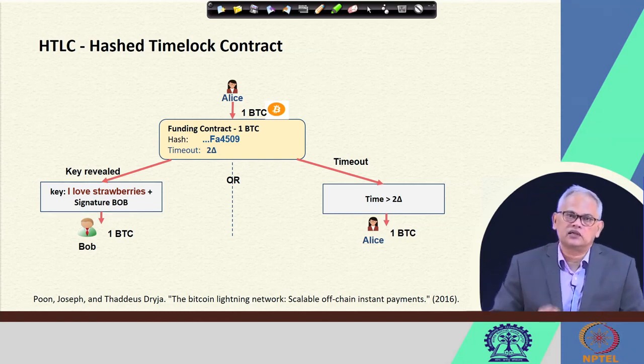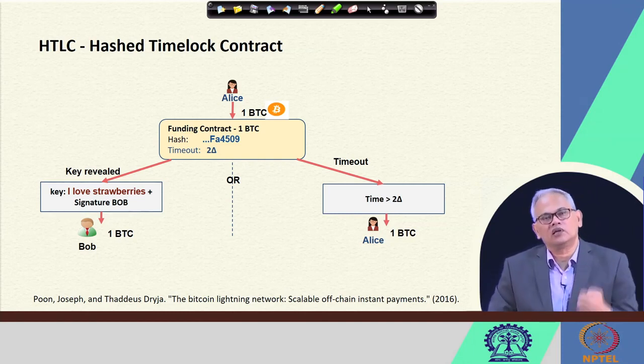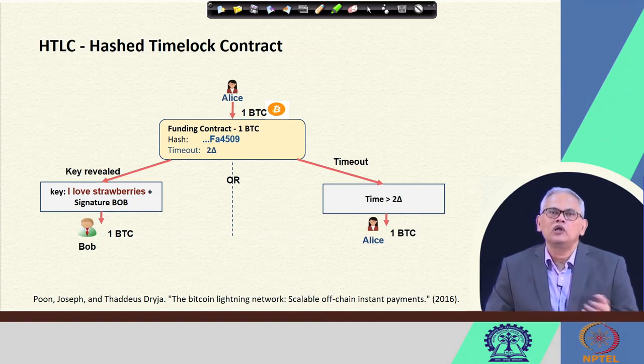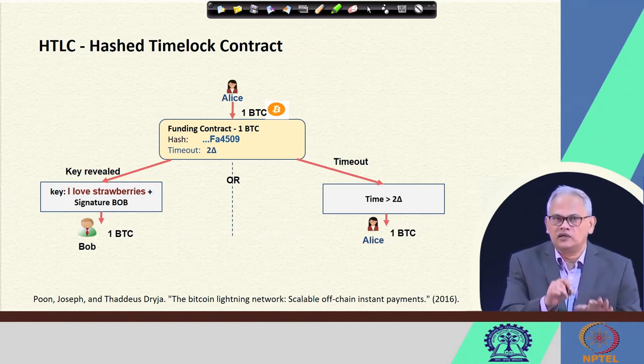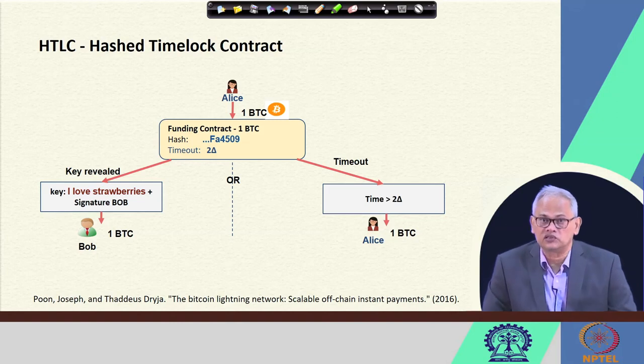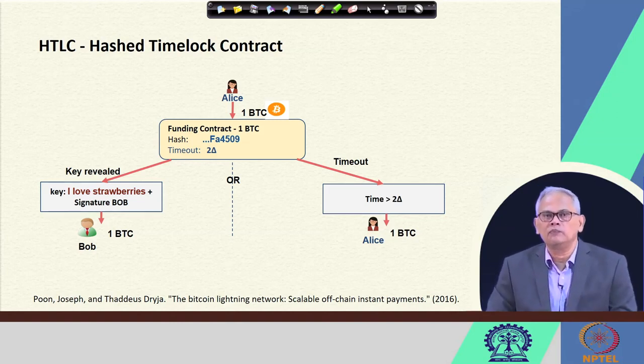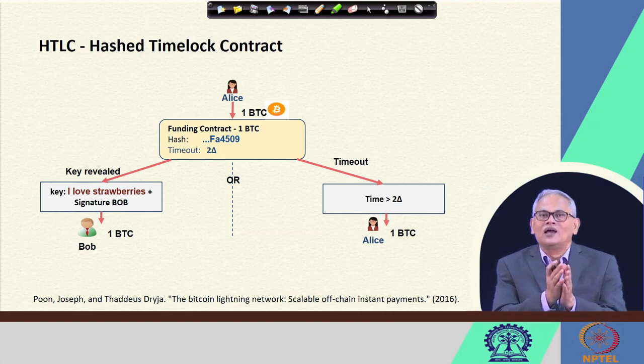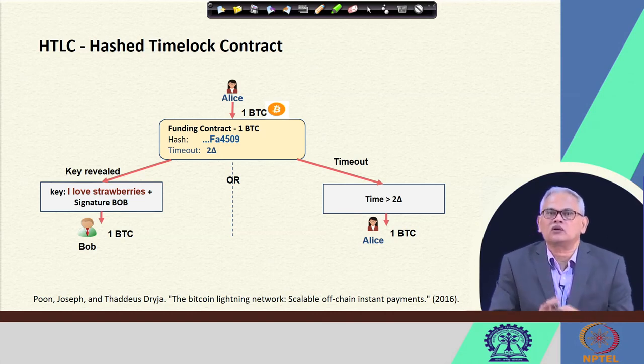Once Alice gets that service, Alice would reveal the key "I love strawberries" to Bob, and Bob will now be able to enter that along with his signature. Of course, Alice made the payment to Bob using Bob's public key, maybe the hash of the public key. So, Bob provides the signature and the key, and now this hash locked contract will be unlocked and Bob gets the amount.